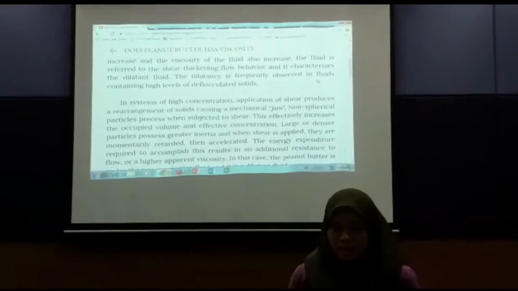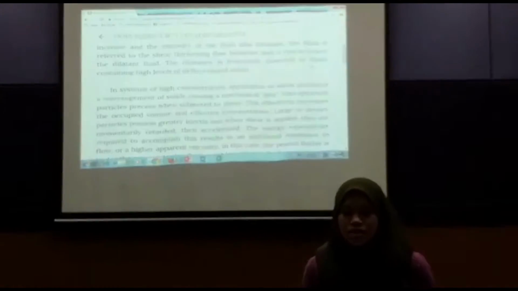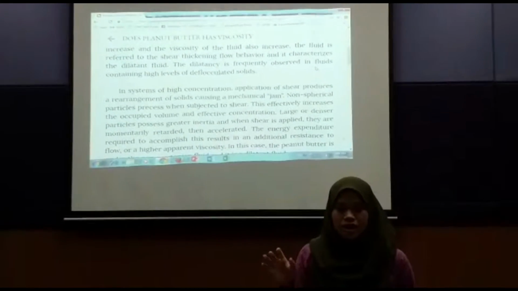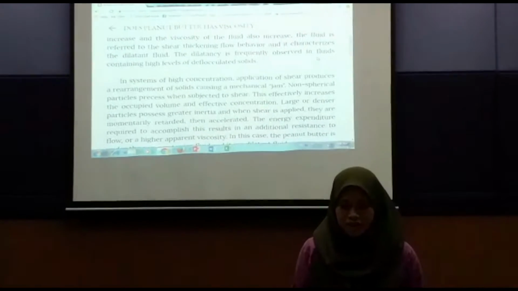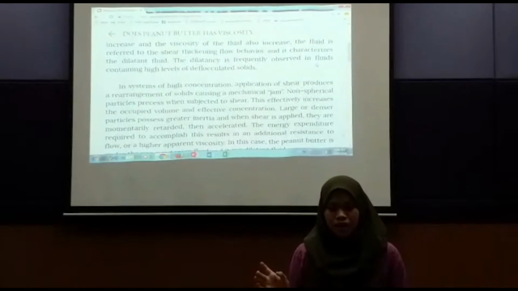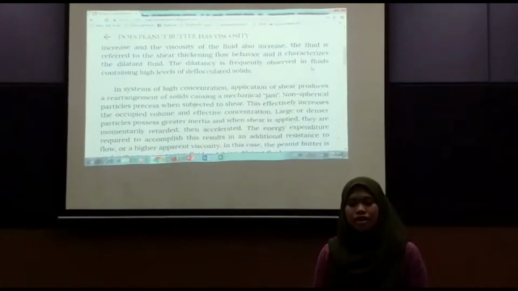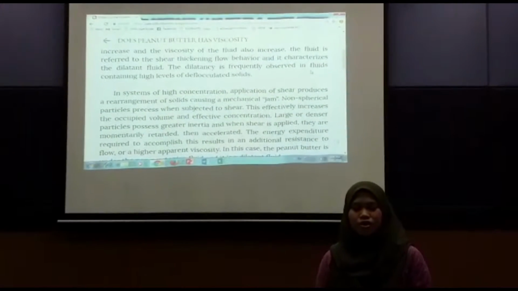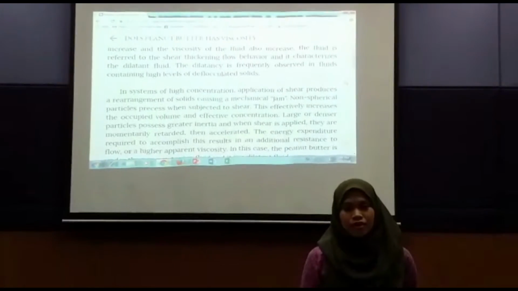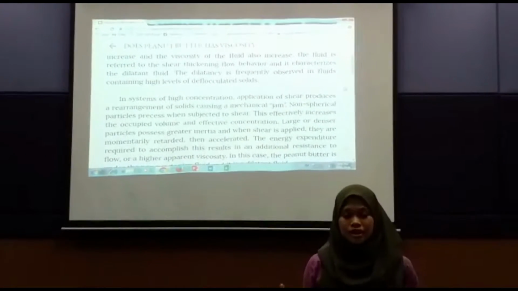Peanut butter is categorized as non-Newtonian, in which the shear stress of the fluid increases. When the shear stress of the liquid increases, the viscosity of the fluid will also increase. This refers to shear thickening flow behavior, and it is categorized as a dilatant fluid. Dilatancy is frequently observed in fluids containing a high level of deflocculated solids. In this case, peanut butter is a non-Newtonian fluid and it is a dilatant fluid.